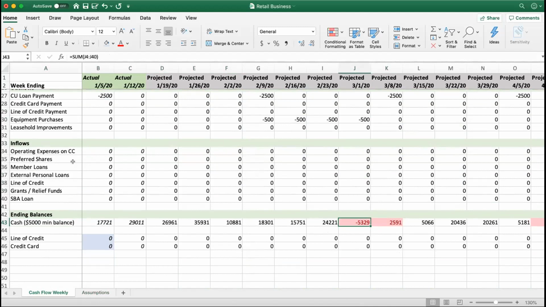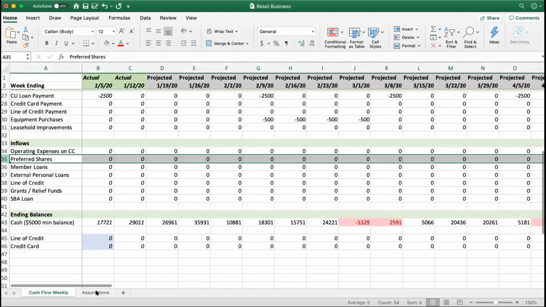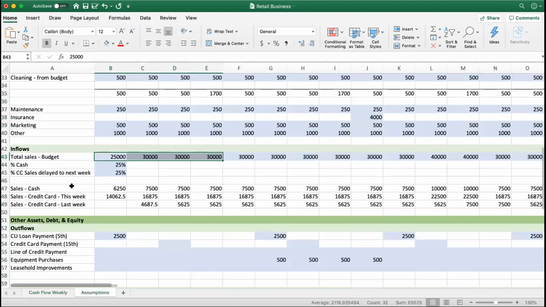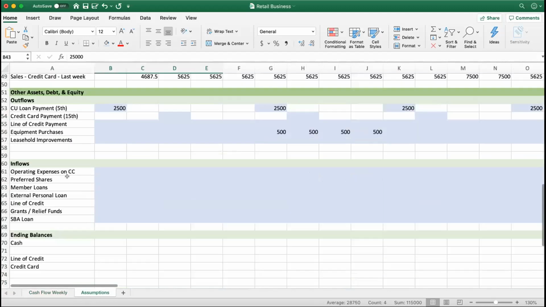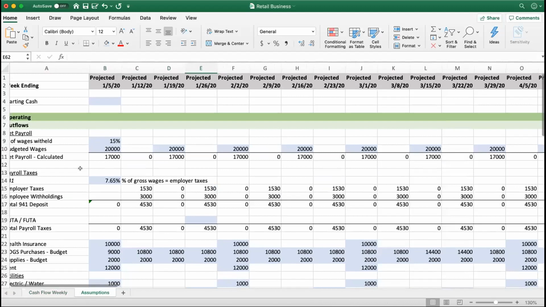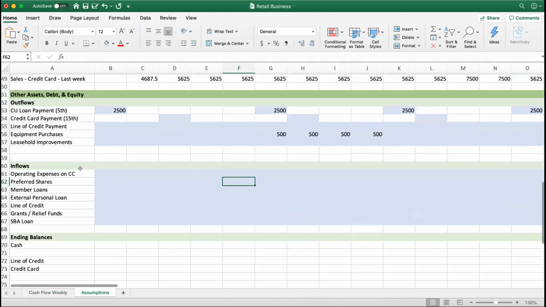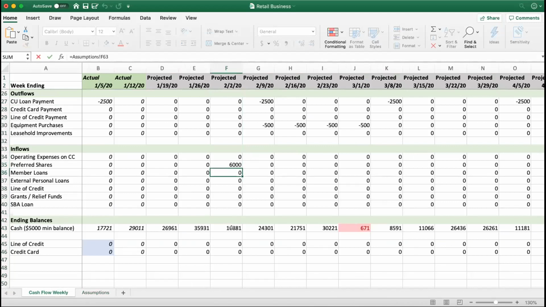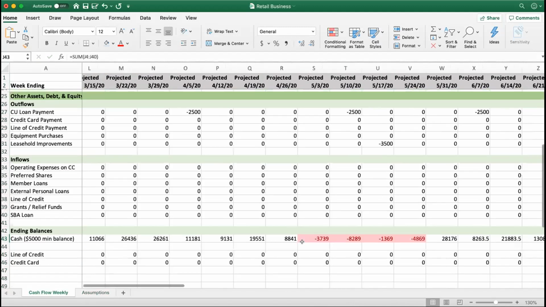And let's say we've got a member that said, cool, I'm going to buy some preferred shares, and I can give you that money the week of February 2nd. So I'm going to pop over here and we've got our inflows, preferred shares, week of the 2nd. And let's say they said they've got $6,000. So now when I bop over here, we see the $6,000 cash come in, and we see that now our projected cash shortfall is different, and this will continue out.